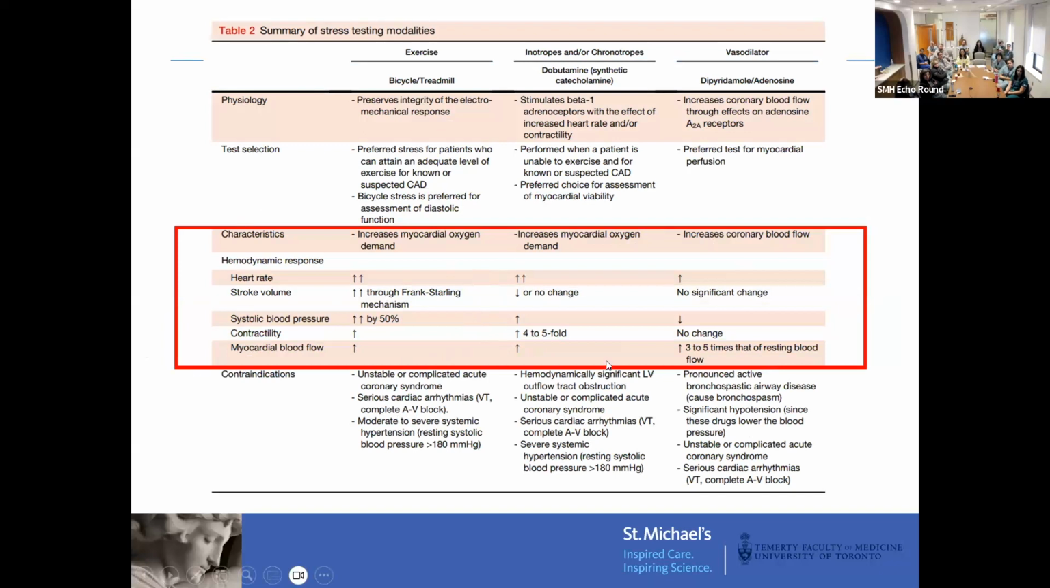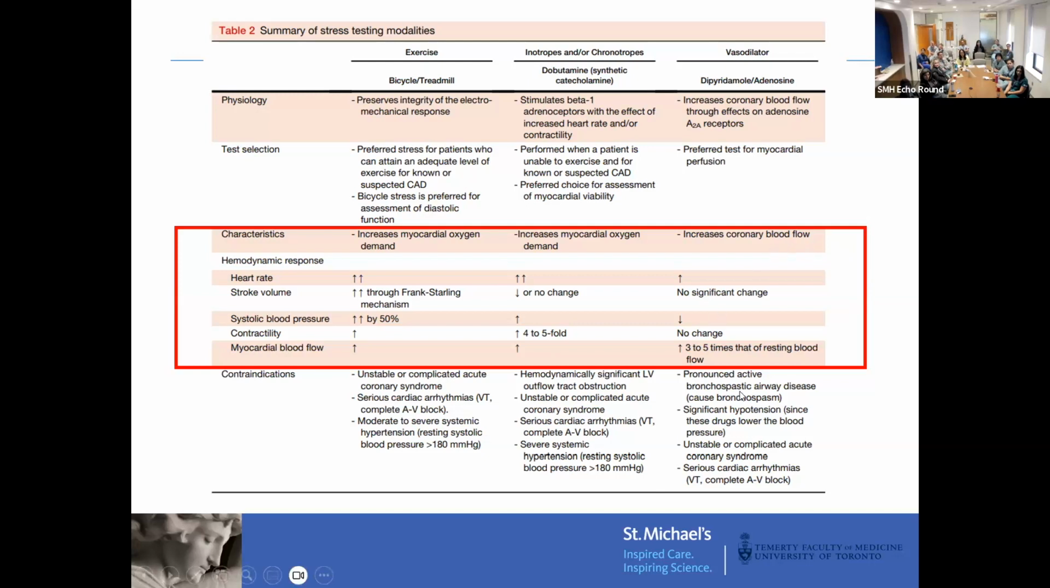With dobutamine, it's not quite the same, but it's similar. So you do have an increase in your myocardial oxygen demand. You do have an increase in heart rate. Your stroke volume may not actually change or may even go down because of a decrease in preload. Your contractility goes up dramatically. And your systolic blood pressure tends to go up a little bit, but not nearly as much as in exercise, which is why it's not quite as physiologic in its response as if you had put the patient on a bicycle or treadmill.